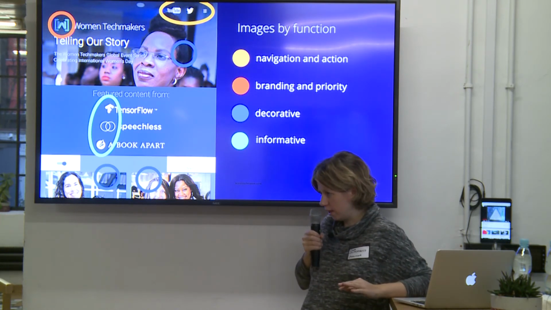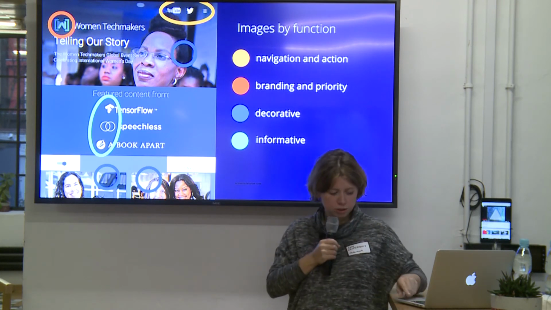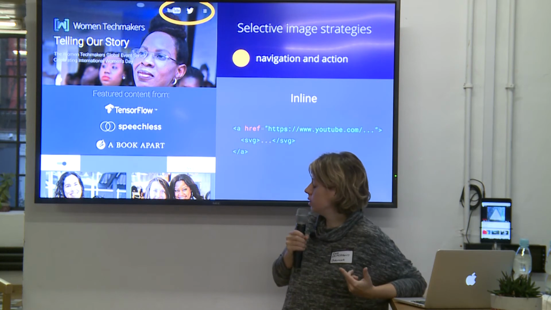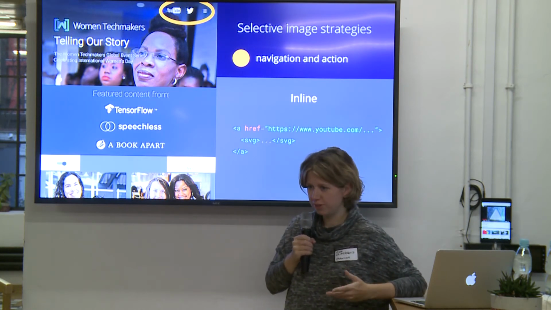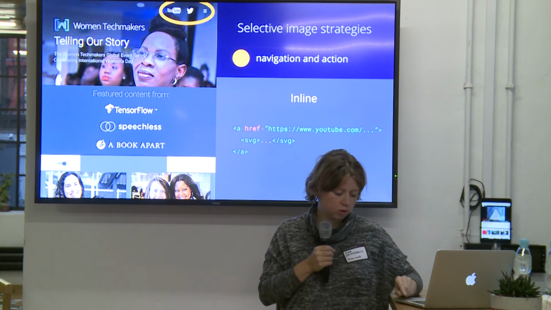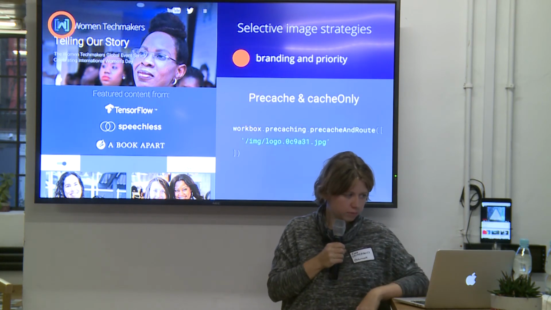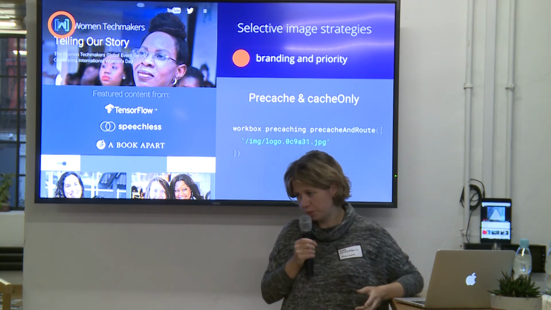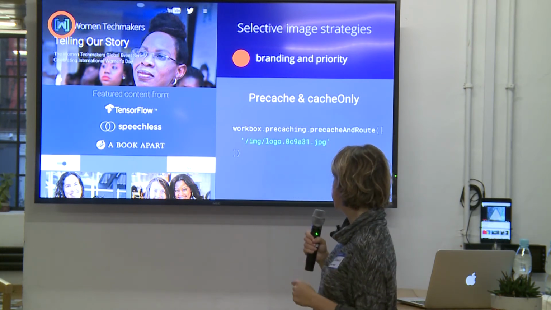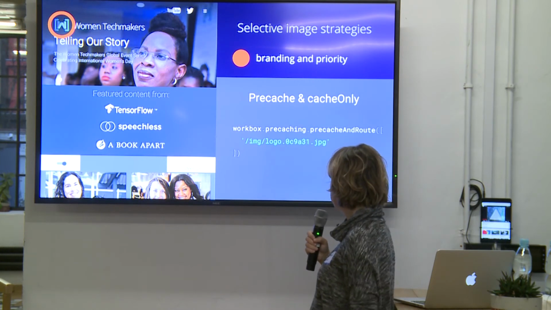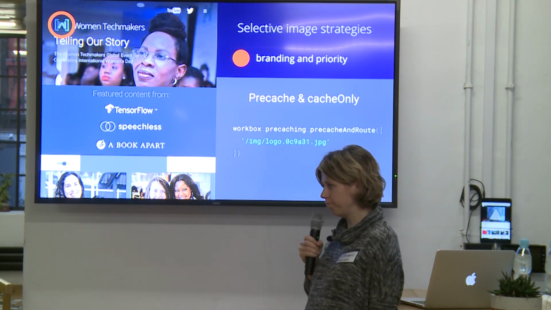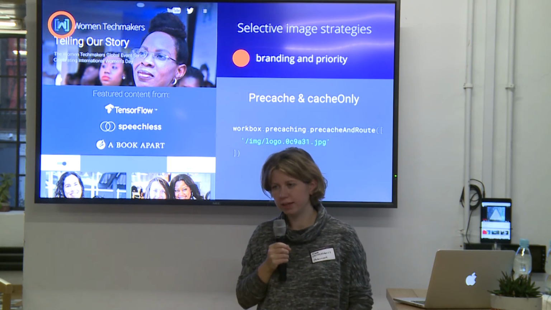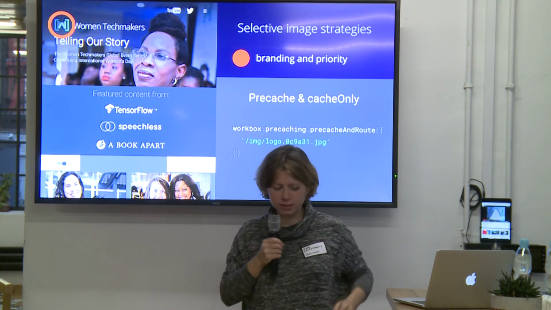How would those translate to actual caching strategies? Well, the first one, as I told you, I decided to just inline the icons so there is no caching involved. I just put it in my HTML and don't worry about them anymore. Now, the branding and priority ones, because they're super important, I pre-cache them in the install, and in Workbox you can do it with just this one-liner, and then serve from there.